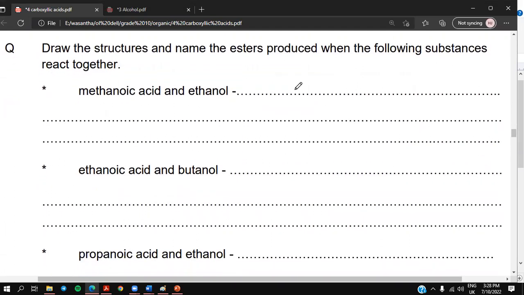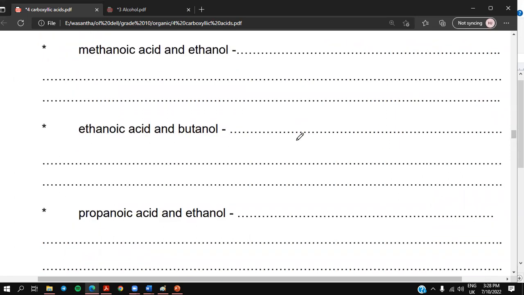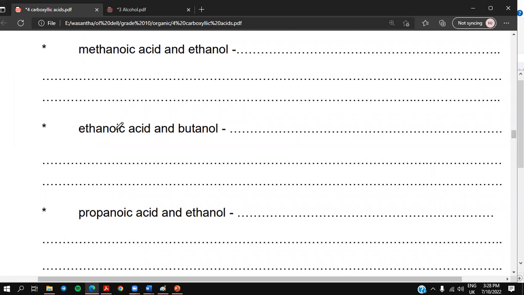See the first one. Draw the structures and names of the esters produced when the following substances react together. Methanoic acid and ethanol. First, draw the methanoic acid and then draw the ethanol in the inverted manner. Show the removal of the water molecule and draw the structure of the ester. Second one, ethanoic acid reacting with butanol. Again, draw the structure of ethanoic acid, then draw the structure of butanol and invert it to bring the functional groups together and show the reaction.